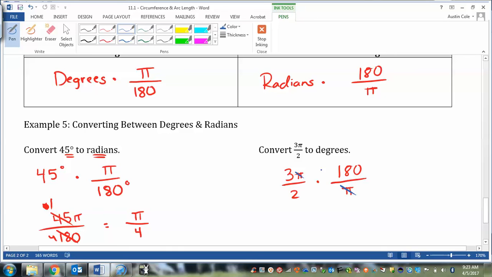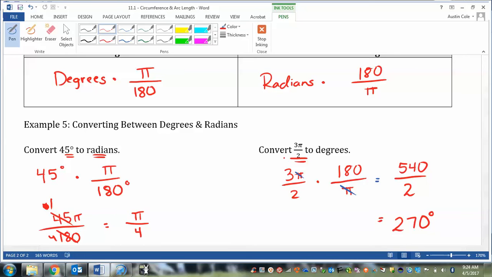So I can take 3 times 180. What's 3 times 180? 540, and divide it by 2. 270 degrees. So 3 pi over 2 in radian measure is 270 degrees.